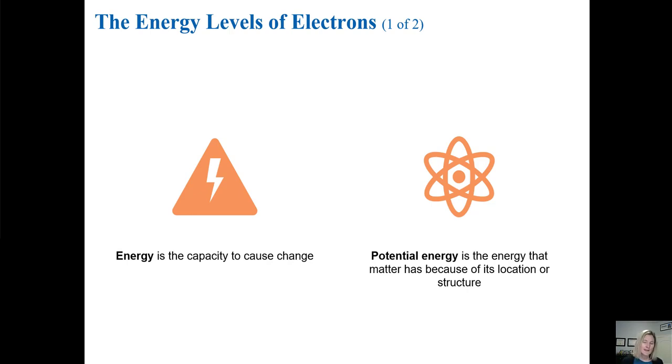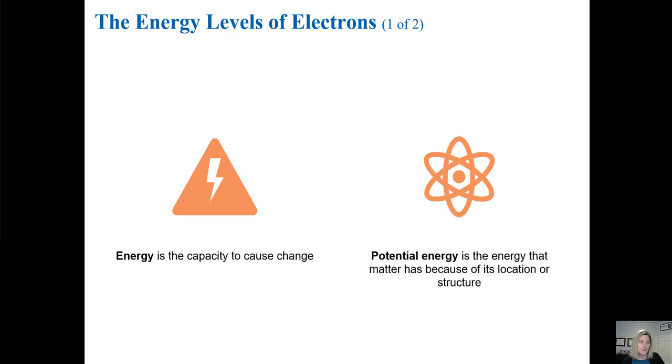Electrons of an atom have something called potential energy. Potential energy is the energy that matter has because of its location and its structure. And energy, by the way, is just the capacity to cause change. As those electrons are circling the nucleus, their distance from the nucleus can determine their potential energy. Changes in potential energy tend to occur in steps of fixed amounts. So an electron's energy level is correlated with its average distance from the nucleus.